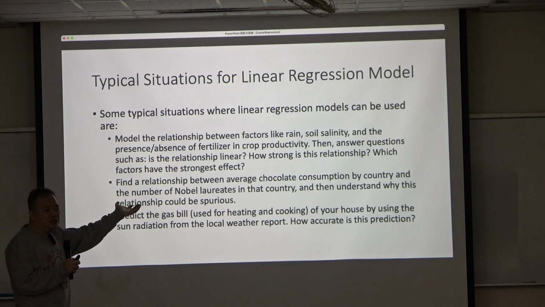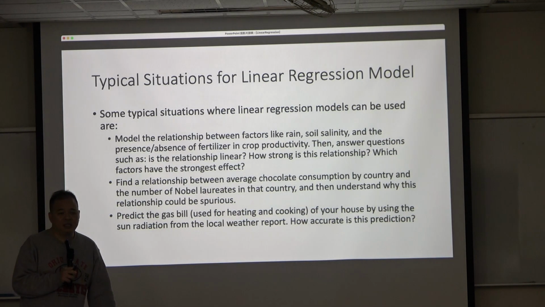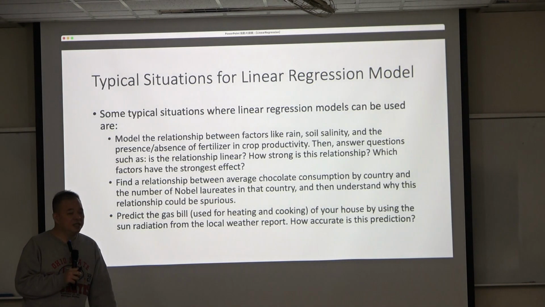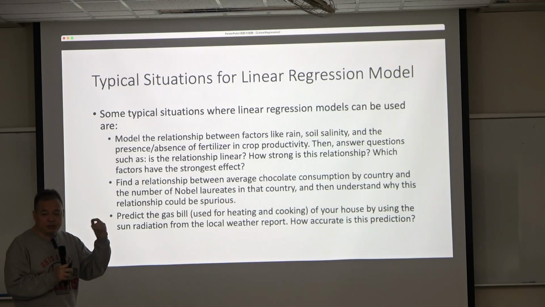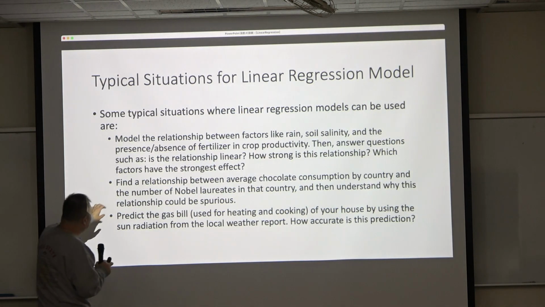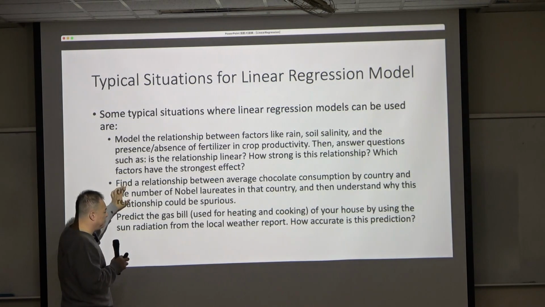One possible explanation is that chocolate consumption actually has something to do with, what should I say, the average income. The more income a country has, maybe the more chocolate consumption this country has, right? And the more average income in a country, the more likely that country is going to produce Nobel laureates. Something like that. Who knows? But anyway, this relationship is not that plausible.